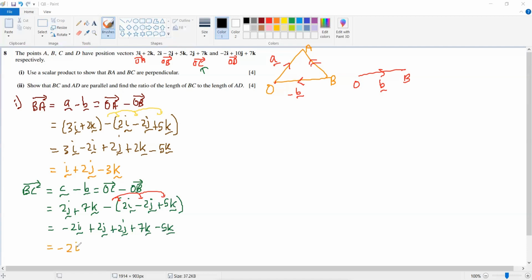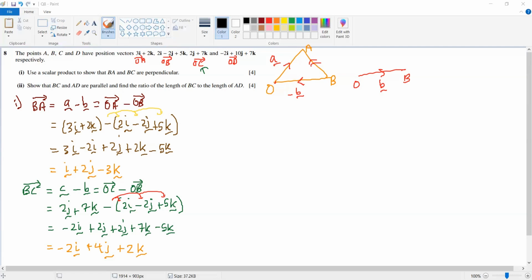This is minus 2I, 2J is 4J. 7 minus 5 is 2K. So that's the meaning of BA and BC being perpendicular. That means now we need to check that part. So finding BA and BC first.